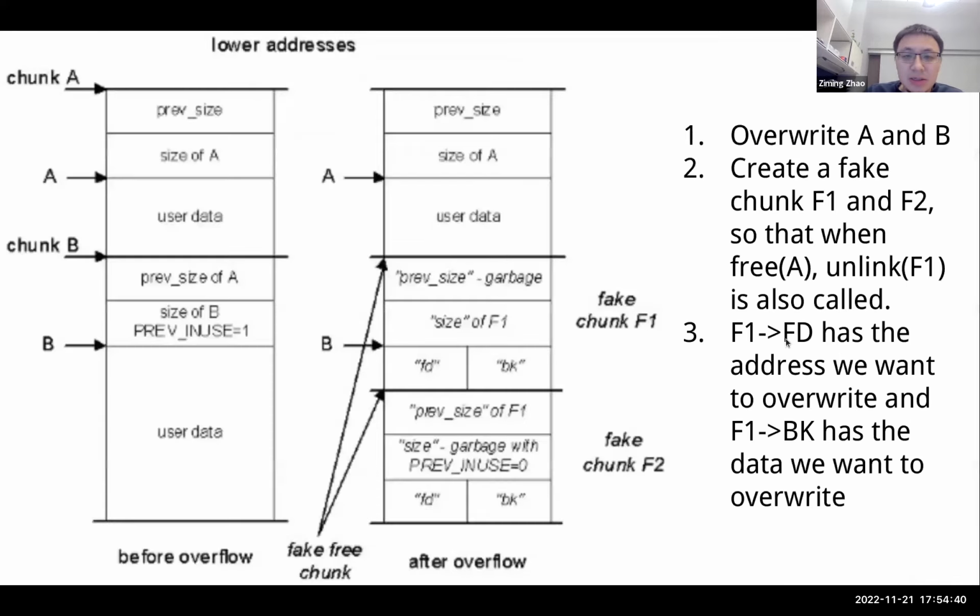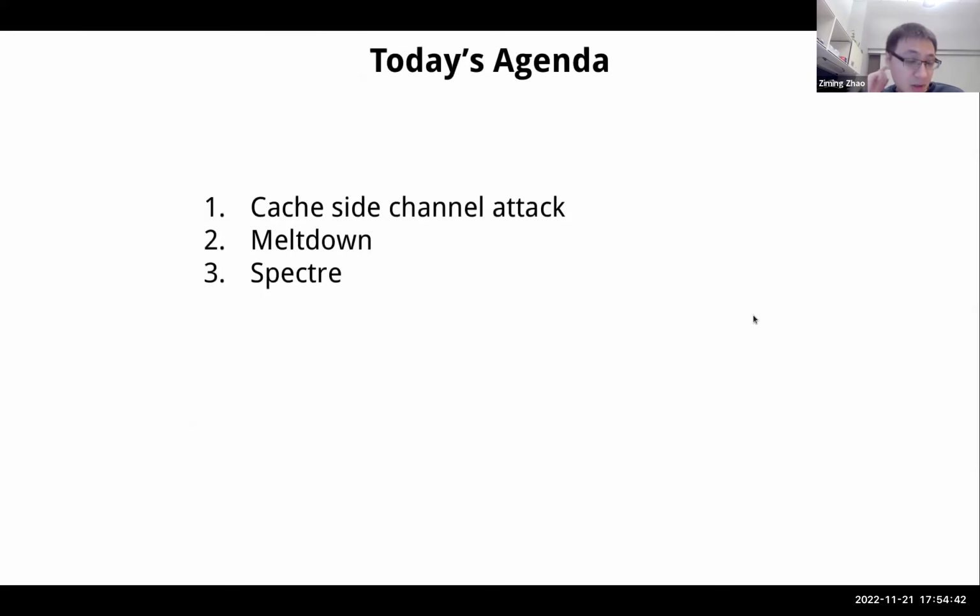Cool. Let's move forward. This will be our last topic of this class. Actually, we are going to move down a little bit. Not only software vulnerability, we are moving to micro-architectural vulnerabilities. We will start from cache side channel attack, then talk about Meltdown and Spectre.